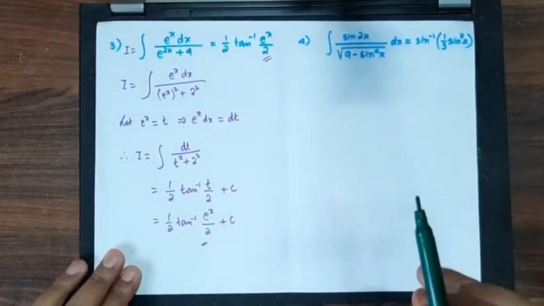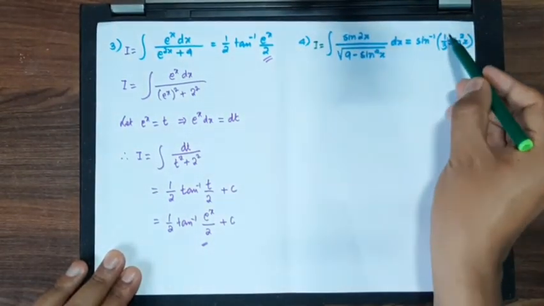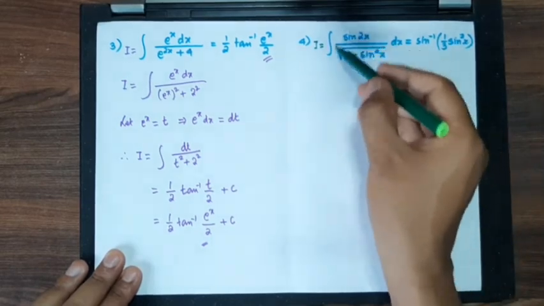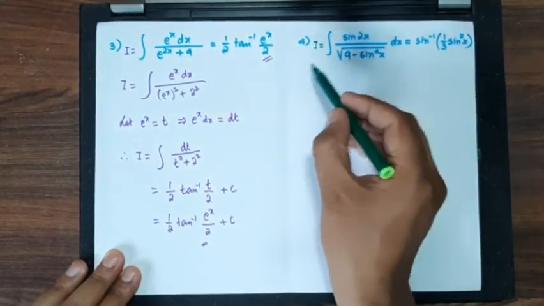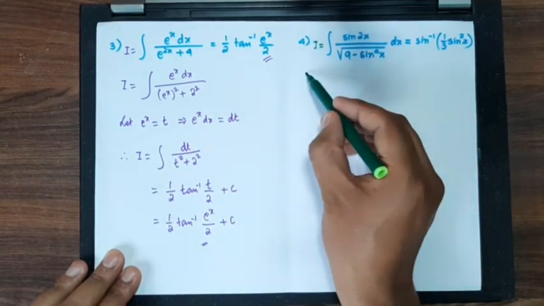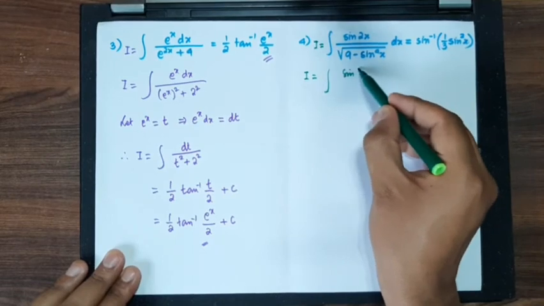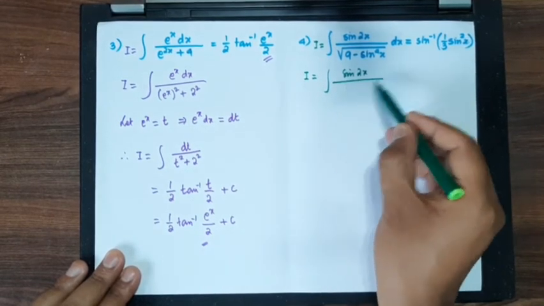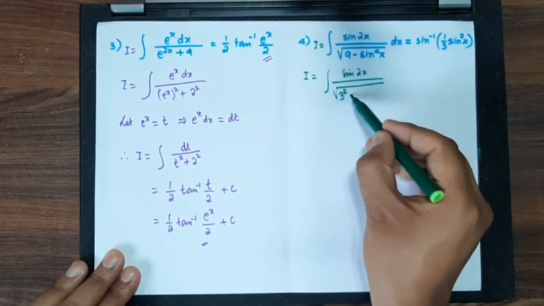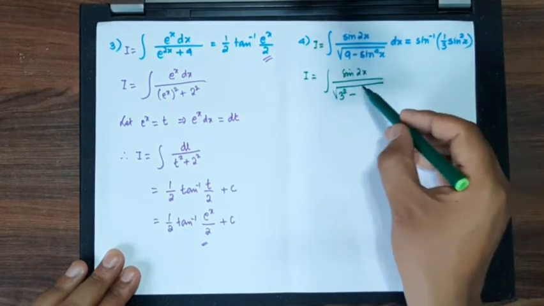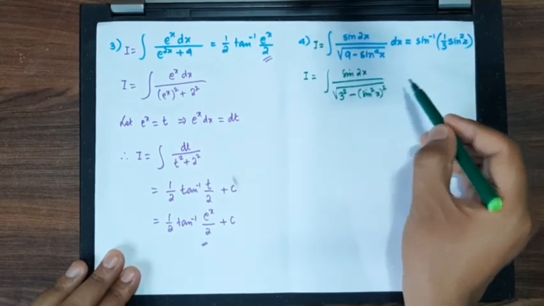Now let us move on to this fourth question. So the fourth question is, this I will be equal to this much. Again, let's substitute in the very same way here as well. This I can be written as the integral of sine 2x by square root of 3 square minus, and this sine to the power 4 can be written as sine square x whole square, right?